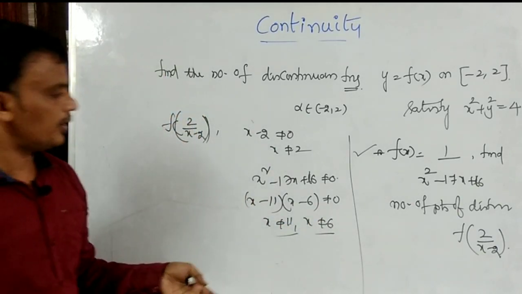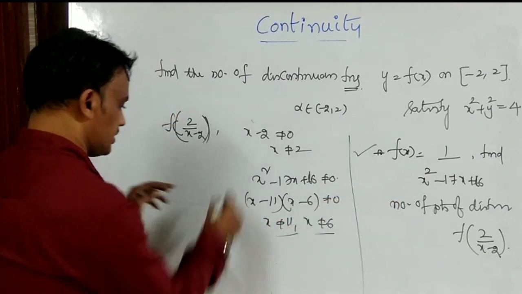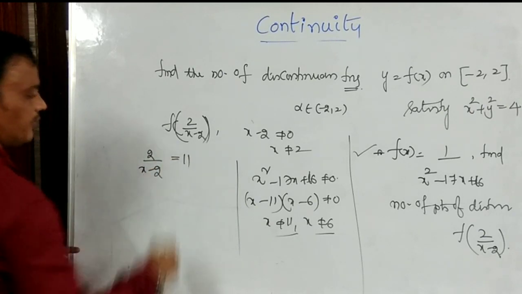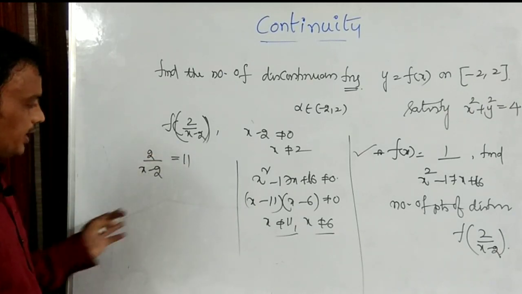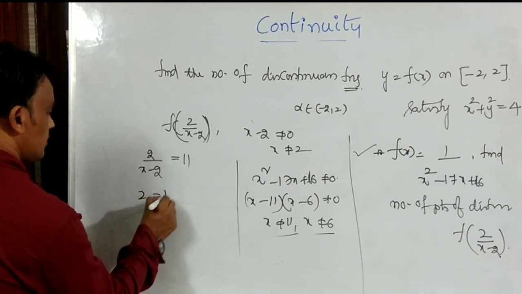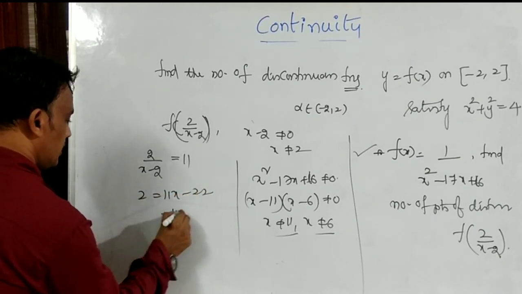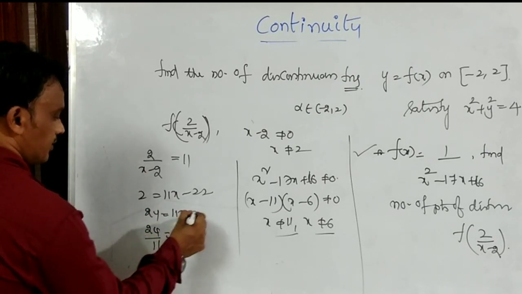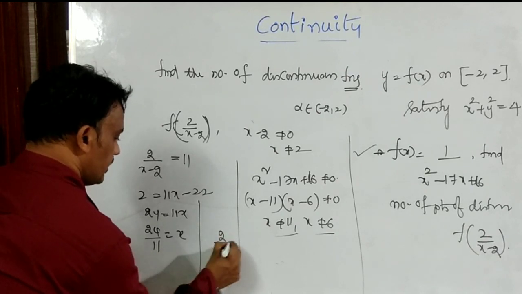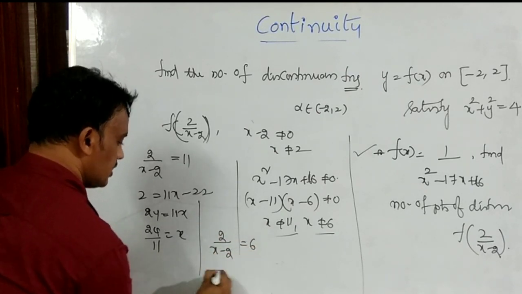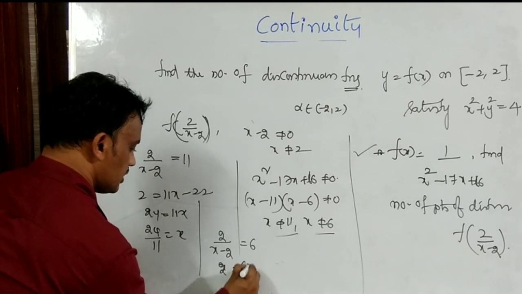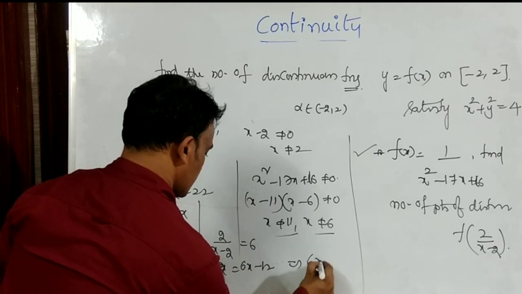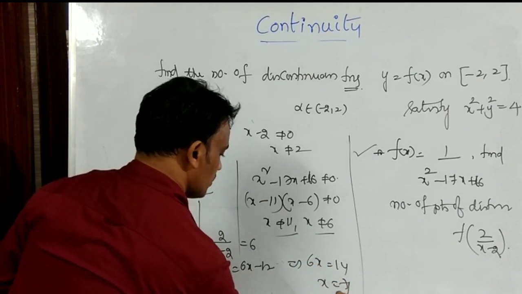Now they are asking about the discontinuity points. Now I can take it like this: 2 by x minus 2 equals 11. Then 2 equals 11x minus 22, 11x is 24, so x equals 24 by 11. And 2 by x minus 2 equals 6, so 2 equals 6x minus 12, and 6x equals 14, so x equals 7 by 3.